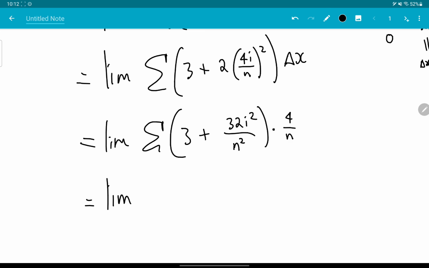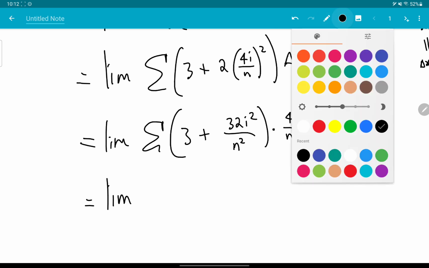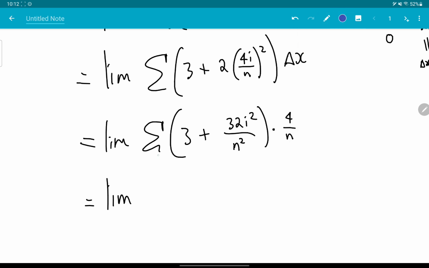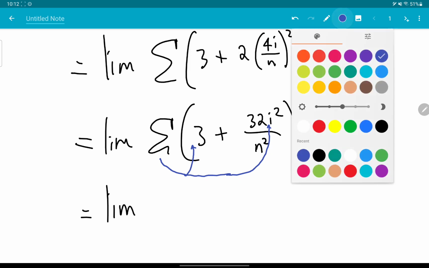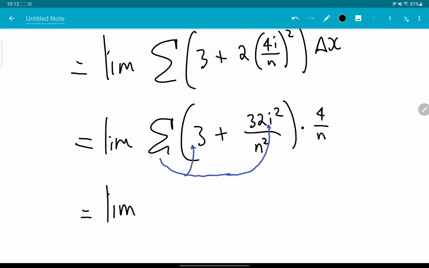And now I'm going to move the sigma inside of my bracket. So I'll take my sigma and I'm going to put it right in front of the i squared here and also in front of the 3. Now you'll remember that my sigma is i equals 1 all the way up to n. So my index is i. So that means that this i has to stay in the sigma, but this n squared and this 32, they can move out.